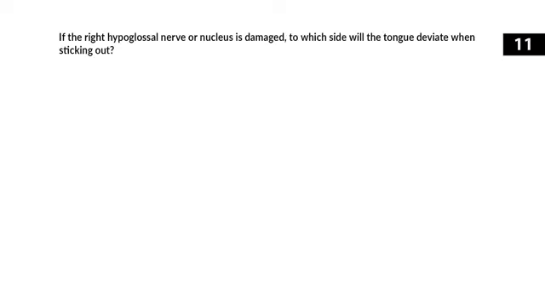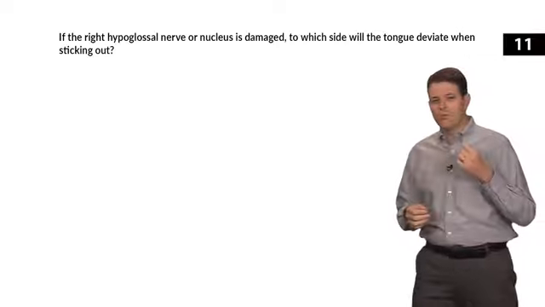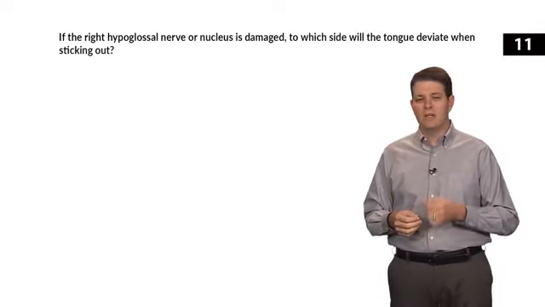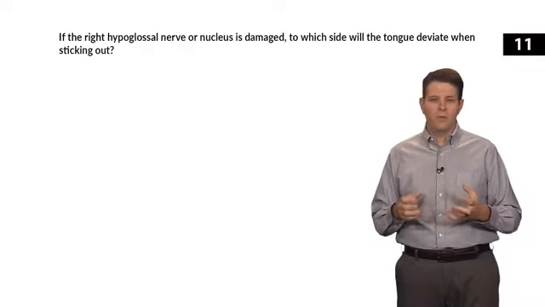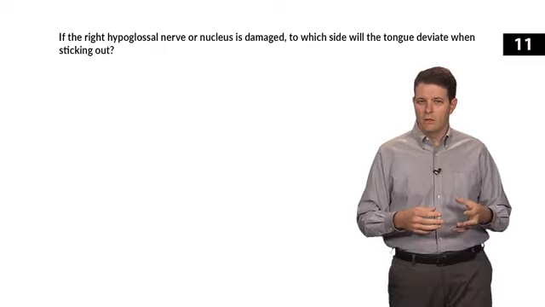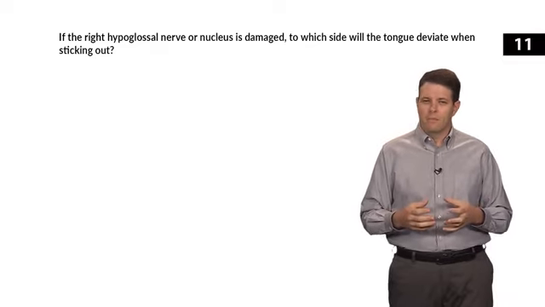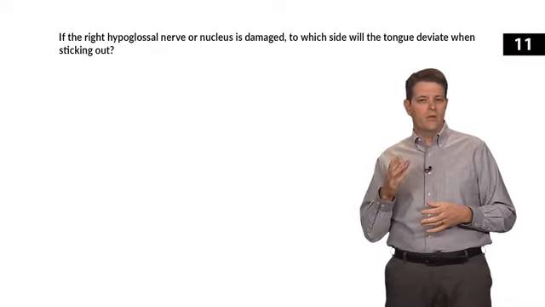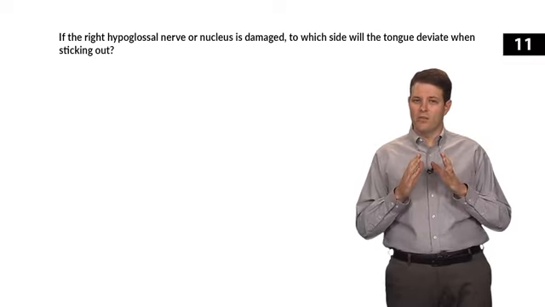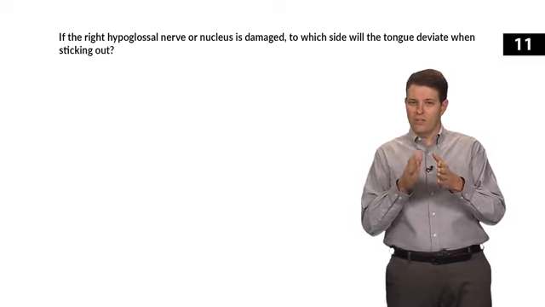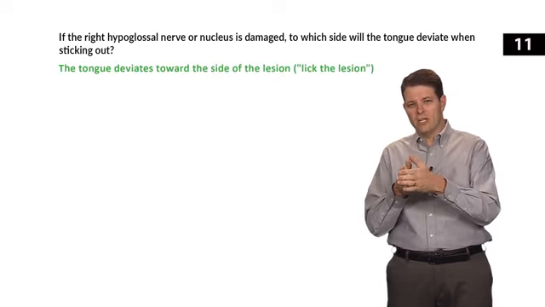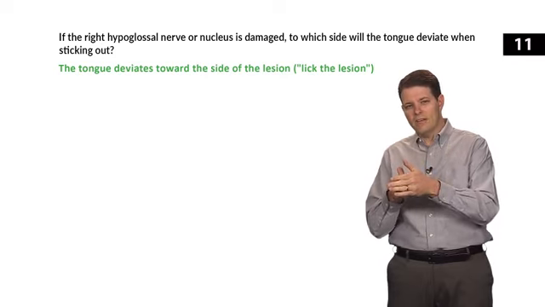The next question of the study guide says, if the right hypoglossal nerve or nucleus is damaged, to which side will the tongue deviate when sticking out? Well, remember we said with a vagus nerve lesion, the uvula will deviate away from the lesion. But the hypoglossal nerve is a little bit different. With a right hypoglossal nerve injury, the muscles on the working side, in this case the left side, will push the tongue forward. But the muscles on the injured side are weak. So the tongue deviates toward the side of the lesion, in this case toward the right side.